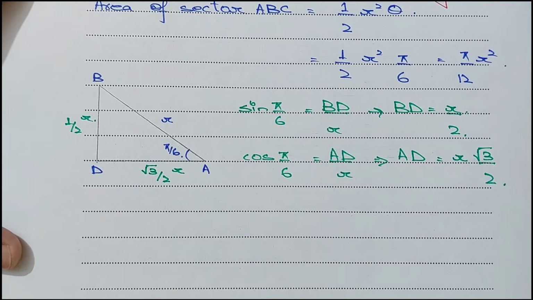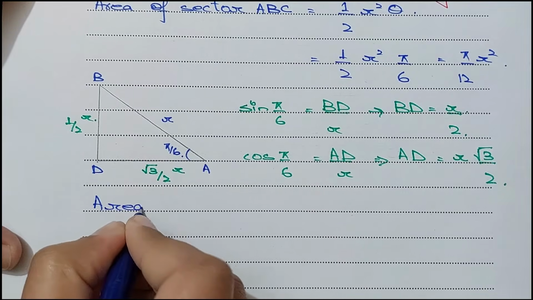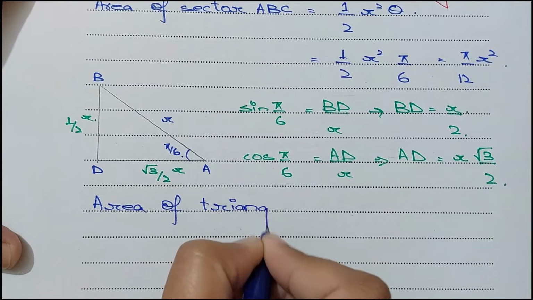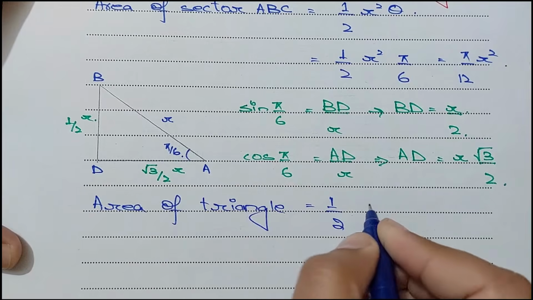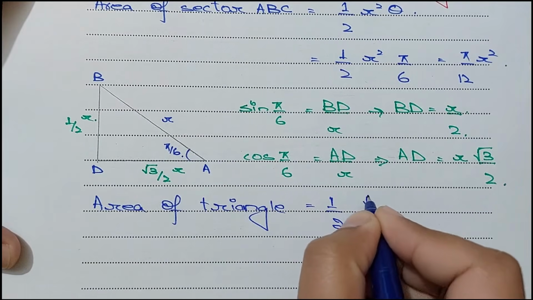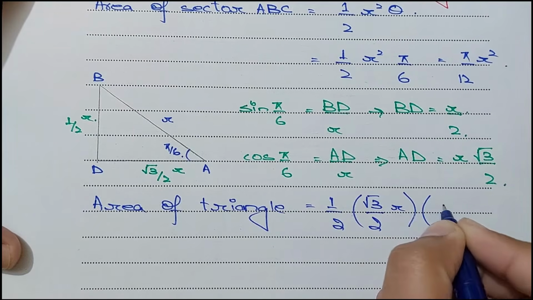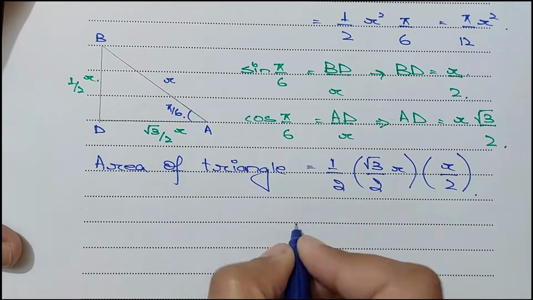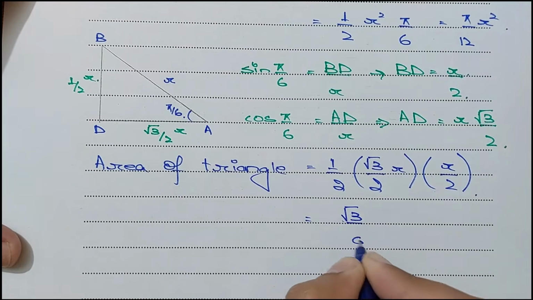Okay, now let me find the area of the triangle. Area of a right angle triangle is half base times height. Half, the base is AD, which is square root of 3 by 2 times R, and the height is R by 2, right? Further simplification, we have square root of 3 divided by 8 R square, right?